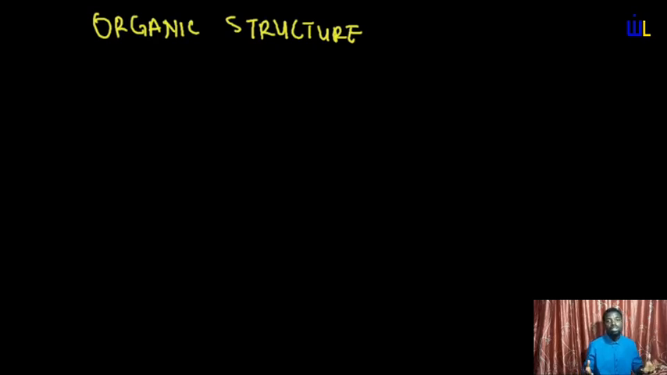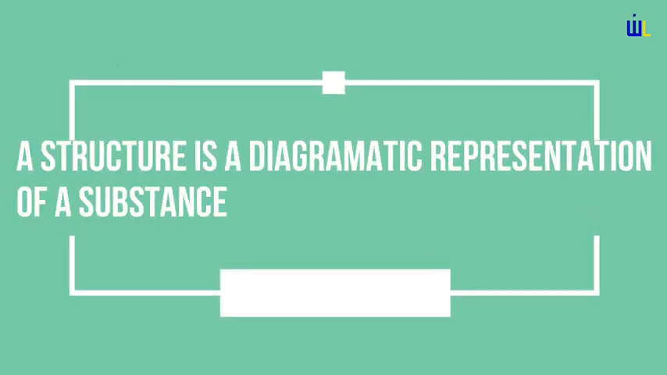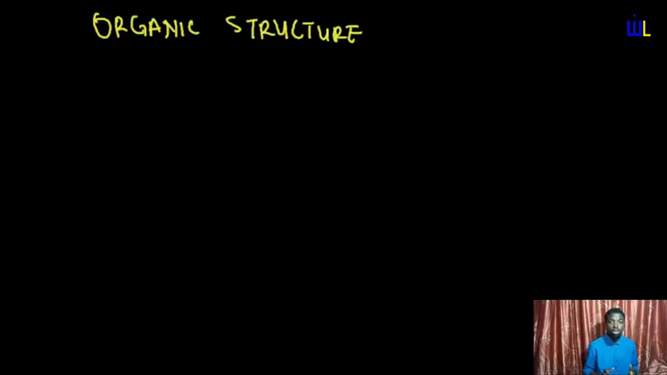Now, the first thing I'd like to say is that a structure is more like a diagrammatic representation of something. So when I say structure with respect to organic chemistry, I mean a diagrammatic representation of something. And there are different types of structures when you look at representing organic molecules. The first one is the common structure.